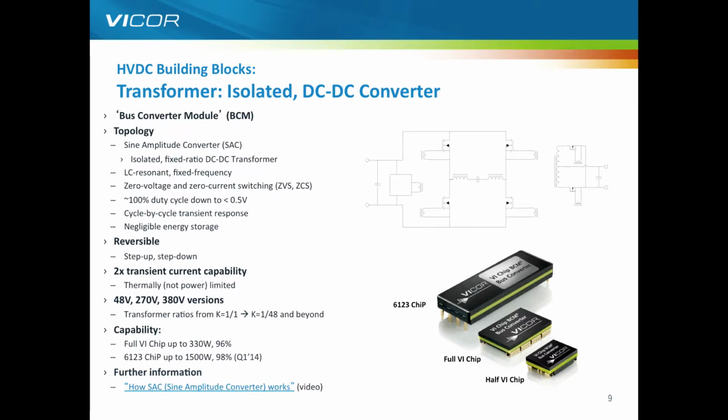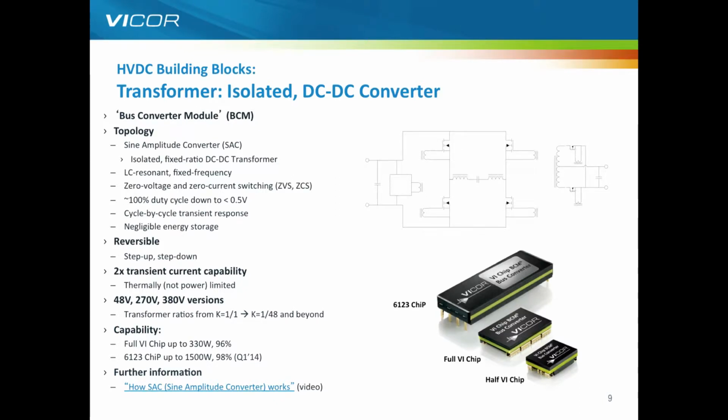In this case, we can consider this device to be a DC to DC transformer. So DC power is applied on the left-hand side. We use the MOSFETs to switch into a sine wave which crosses the transformer gap, and that sine wave is full wave rectified back to DC.